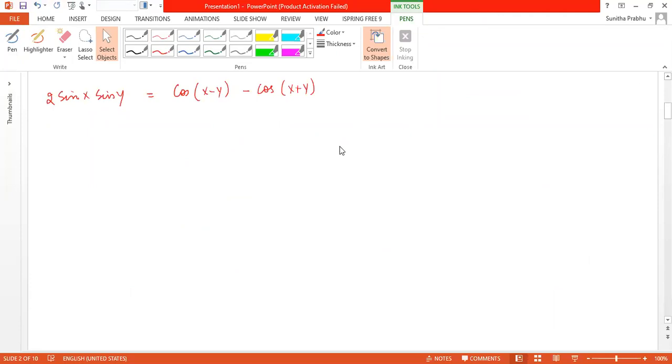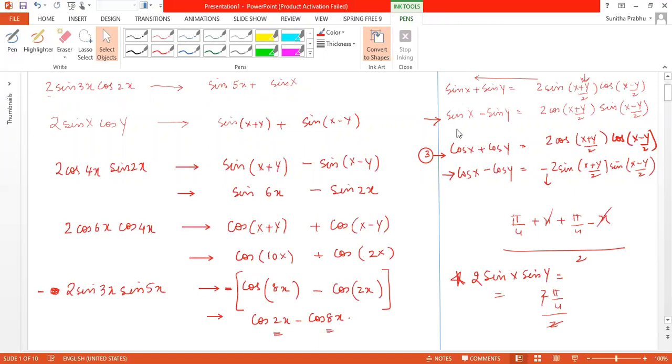What I request you to do is, these 4 identities are there. I want to give you 5 minutes. Please commit them to your memory: 1, 2, 3, 4. Write them 1 or 2 times.